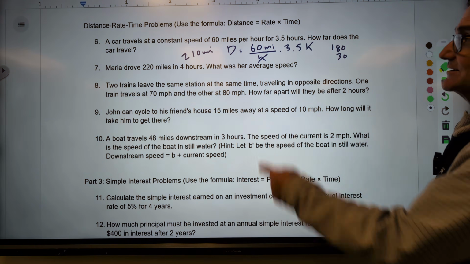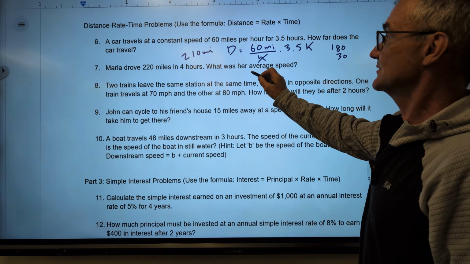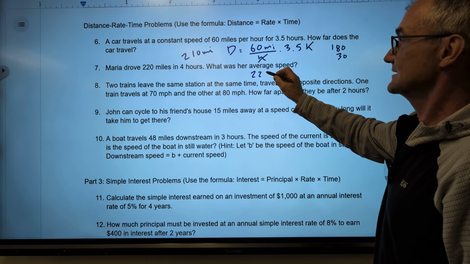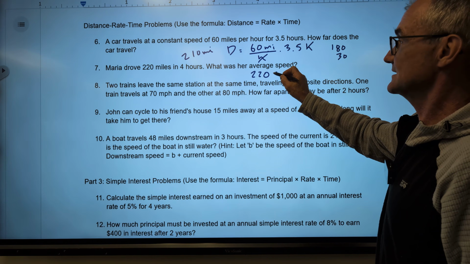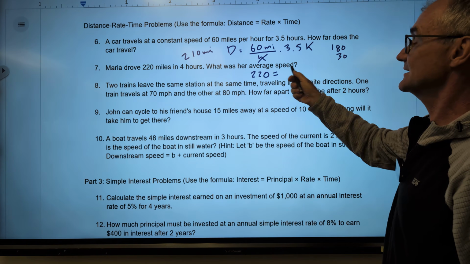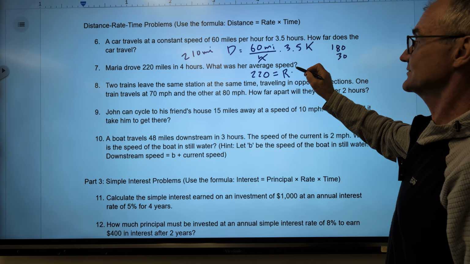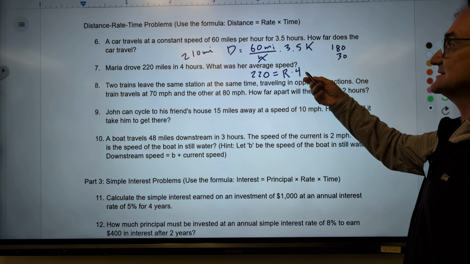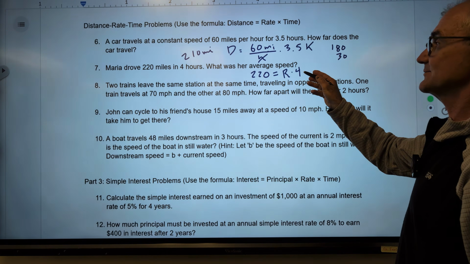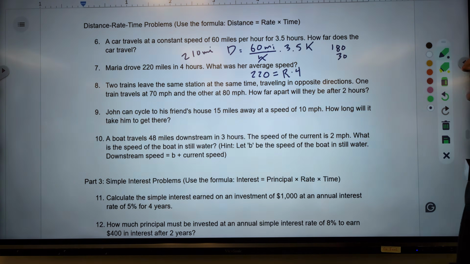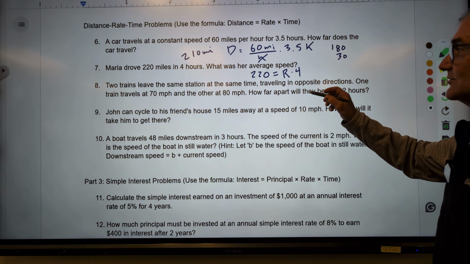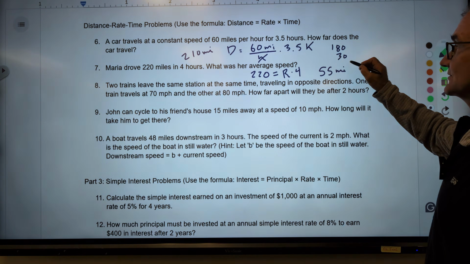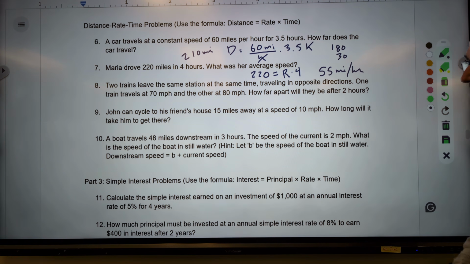Okay, number 7, Maria drove 220 miles. That's the distance. It is equal to the rate, what is her rate, times her time, right? So this is going to be miles. This is hours. Miles divided by hours will give me that rate. And I think 220 divided by 4 is 55. And my units will be miles per hour.